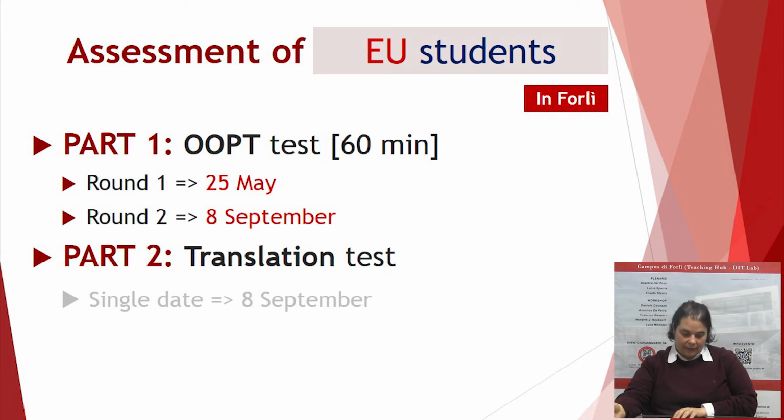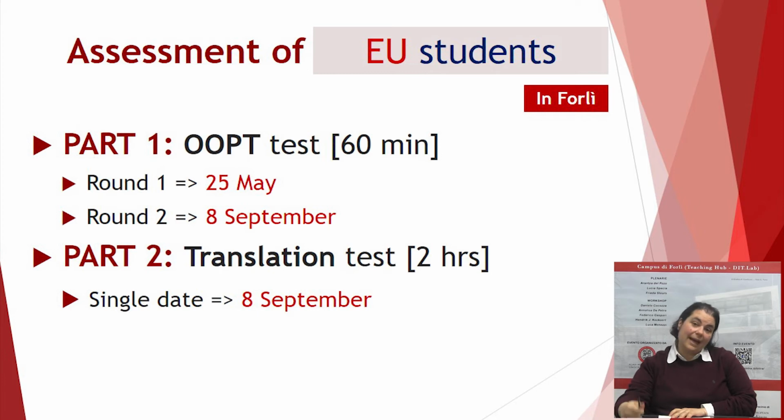Now for the translation test. The translation test takes place in Forlì, and there's 1 single date when you take this test. It is a written test, it lasts 2 hours, and you're allowed to bring with you up to 3 dictionaries on paper, no electronic devices. You will have previously specified in your Studenti Online application whether you're going to translate out of Italian and into your chosen language, or out of your chosen language and into Italian. Remember that you will take part 2, the translation test, only if you pass part 1, the English proficiency test.